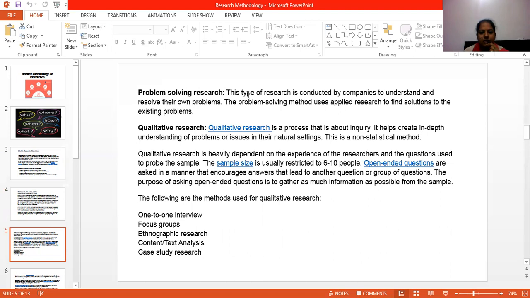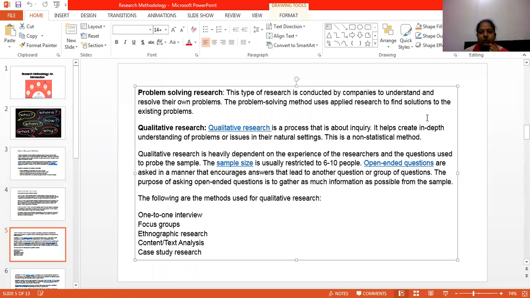Problem solving research. This type of research is conducted by companies to understand and solve their own problems. The problem solving method uses applied research to find solutions to the existing problems.